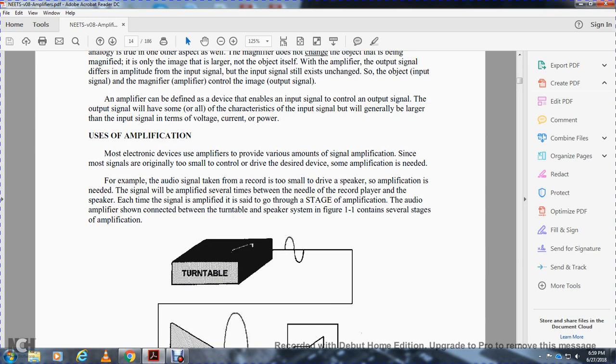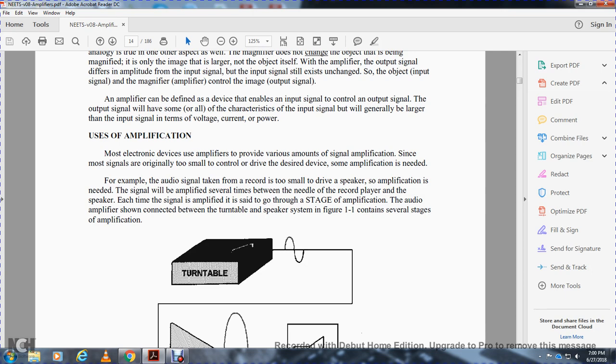Uses of amplification. Most electronic devices use amplifiers to provide various amounts of amplification. Some signals are originally too small to control or drive the desired devices, so amplification is needed. For example, the audio signal from a record is too small to drive the speaker, so amplification is needed. The signal will be amplified several times between the needle of the record player and the speaker. Each time the signal is amplified, it is said to go through a stage of amplification. The audio amplifier should connect between the turntable and the speaker system.